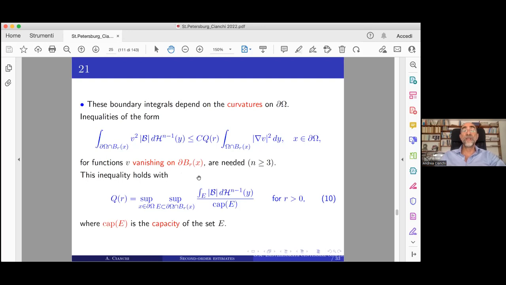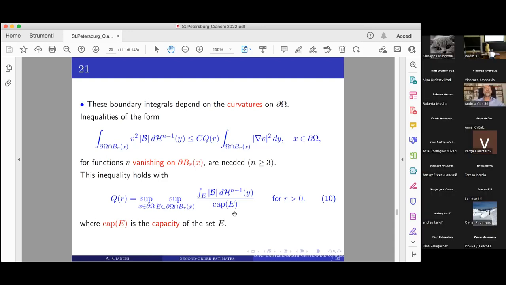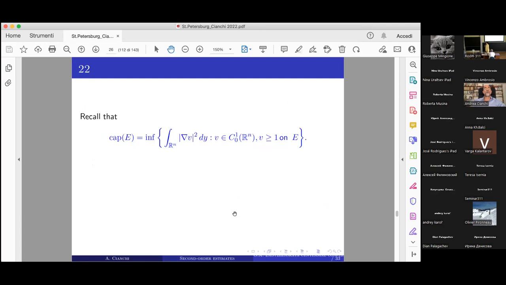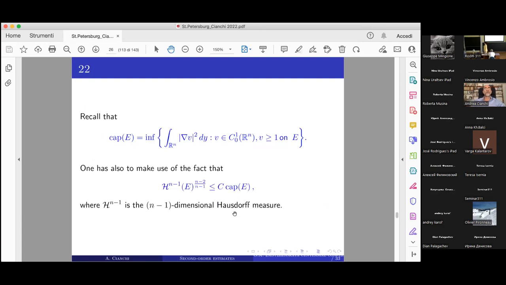And now the point is the validity of this kind of trace inequality. This is known to hold with this quantity Q depending on R, which depends on a ratio involving integrals of this weight, which is now the modulus of the curvature, over a subset E of the boundary, over the capacity of this set E. And this is where this condition comes from. So here I recall the definition of capacity, which is quite standard. And in order to move from capacities to integrability properties of the boundary, one has to use this kind of isocapacitary inequality between the capacities of a set and the n-1 dimensional measure of subsets of the boundary.